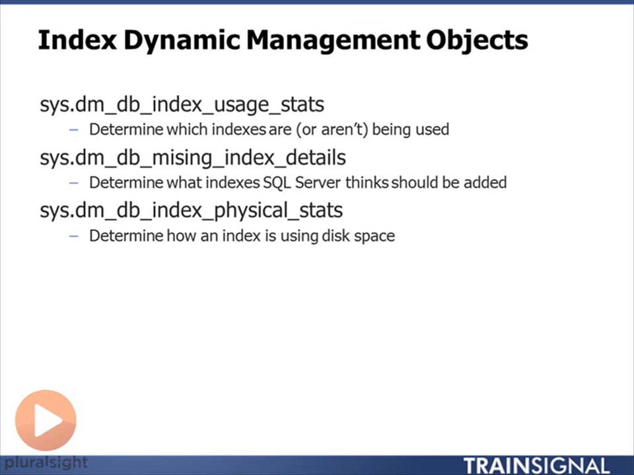For example, we have an index usage stats, which will allow us to determine what indexes are or aren't being used. Missing index details, which will allow me to find out from SQL what indexes it thinks should be inside of there. And then index physical stats, which is used to find out how indexes are actually written out to disk, how much space they're taking up, and what percentage of fragmentation exists on indexes.